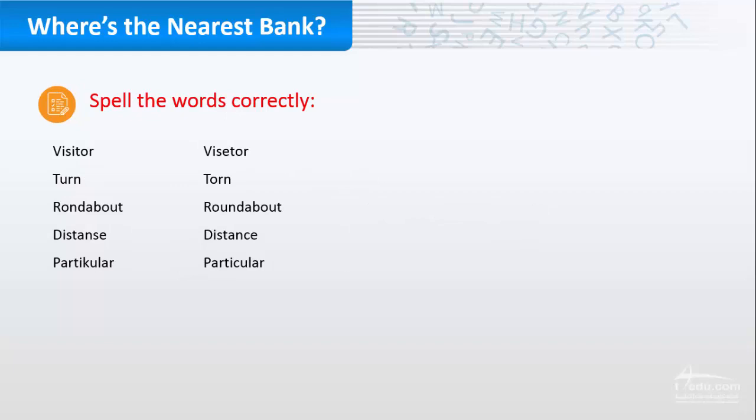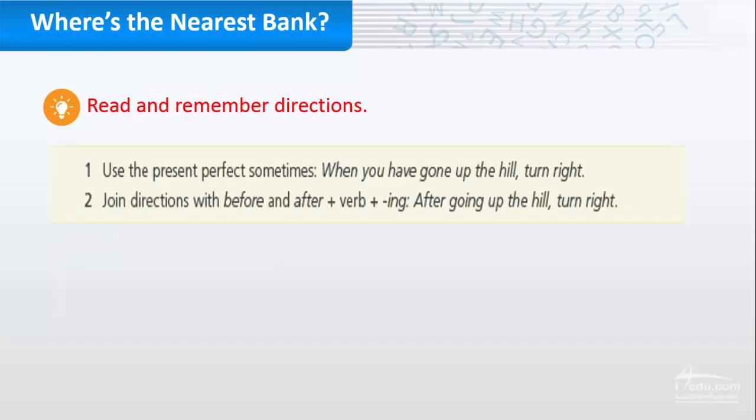Spell the words correctly. We have visitor, of course, there is no E, it's I. Turn, it's with you. Roundabout, excellent. Distance, perfect. And particular, excellent, it's with C, not K. I want you now to read and remember the directions. For example, number 1, use the present perfect sometimes. When you have gone up the hill, turn right.